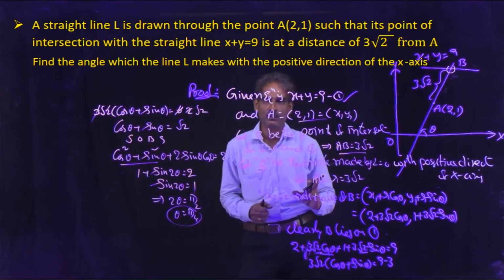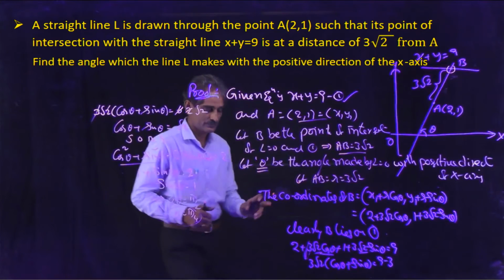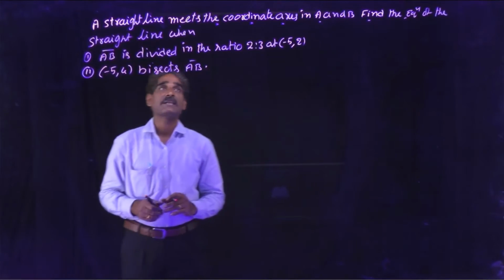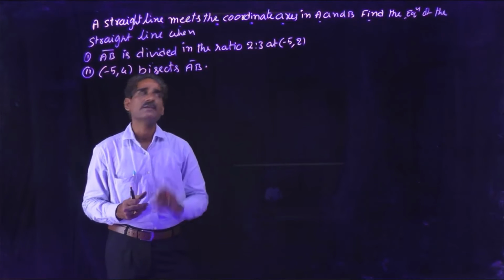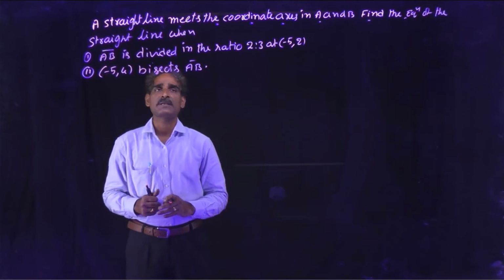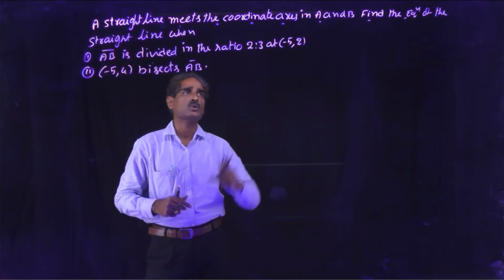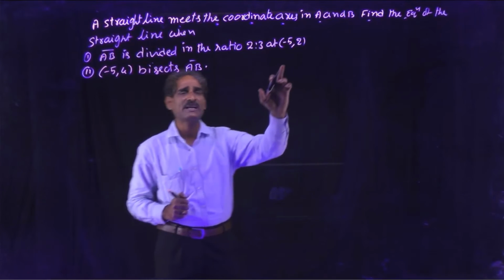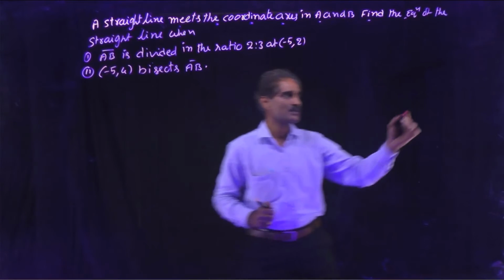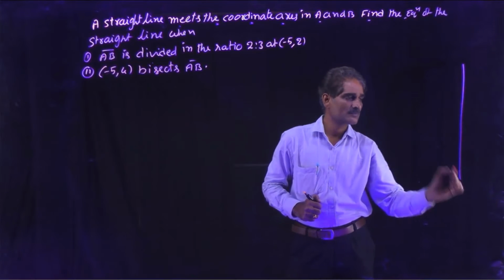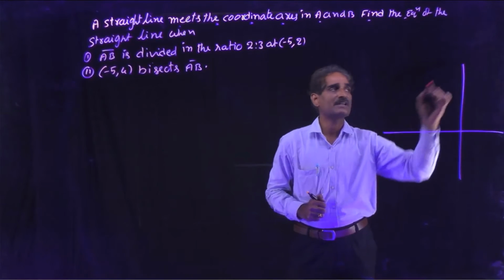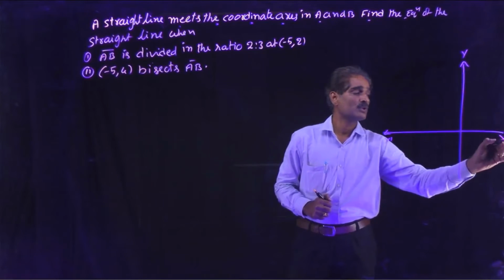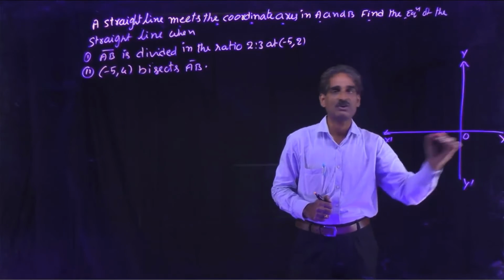It is a very, very important problem. So see this problem, it is an important one. A straight line meets the coordinate axes in A and B. Find the equation of the line when AB is divided in the ratio 2:3 at (-5, 2). Observe that (-5, 2) is a point in the second quadrant. Suppose we draw the figure. This is the second quadrant, positive y-axis, negative x-axis, positive x-axis, negative y-axis. This is the origin.